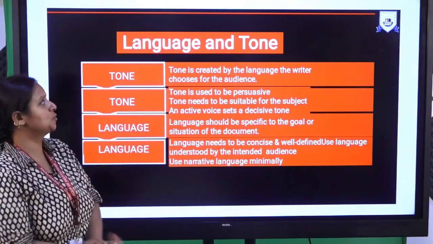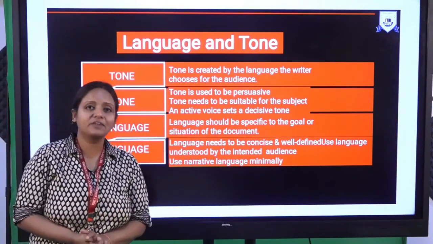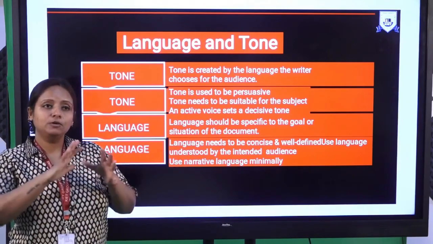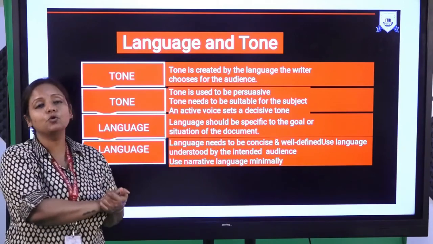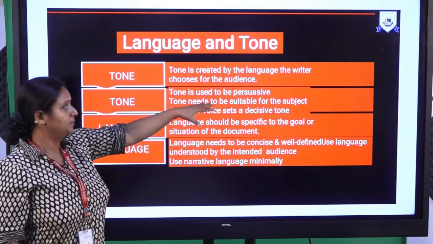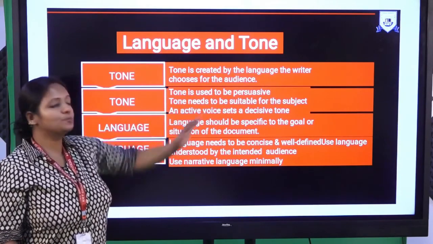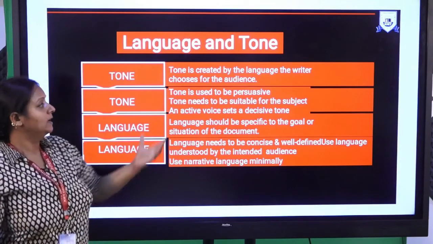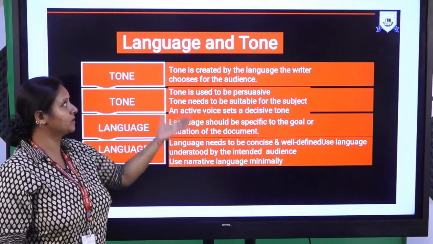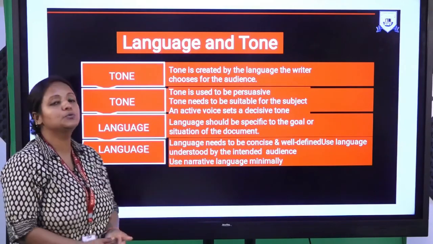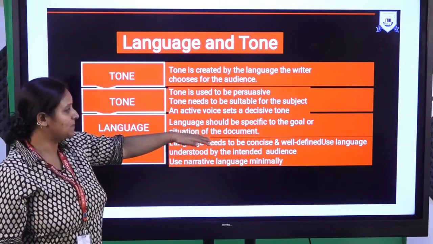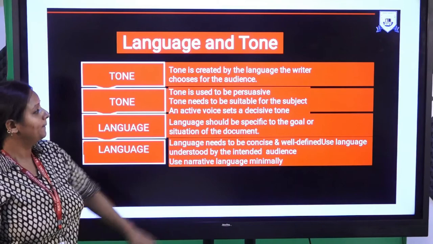Now, language and tone. Tone is actually set by the writer, the language the writer uses. When you are speaking, you can guess the tone. But when you are writing, the tone is set by the language the writer chooses for the audience. It can be persuasive, it needs to be suitable for the subject, and you should mostly try to write in active voice, not in passive voice. Whenever you are preparing a document, try to use active voice more rather than using passive voice. It should be specific to the goal of the document and more concise.